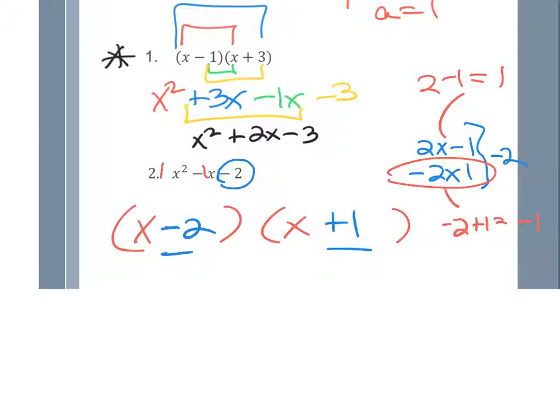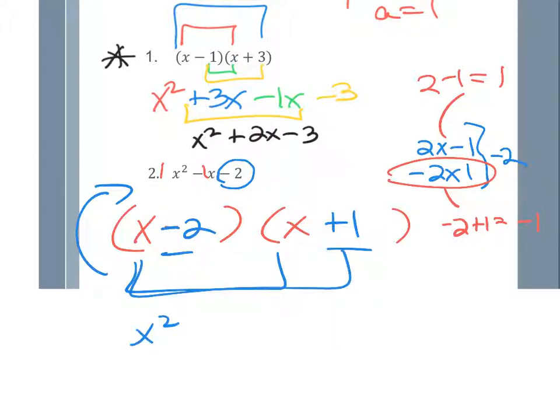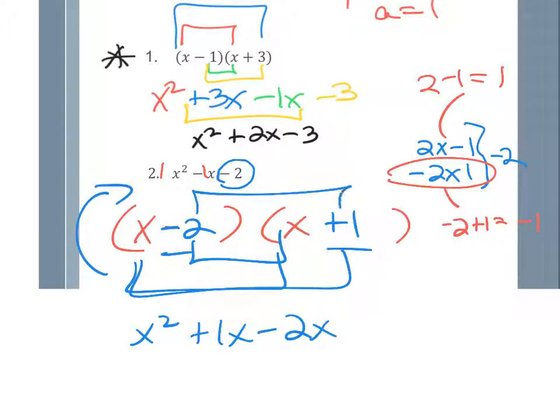And again, what you would do is FOIL it to see if it goes back to the original trinomial. So x times x is x squared, x times 1 is 1x, negative 2 times x is negative 2x, and negative 2 times positive 1 is negative 2.